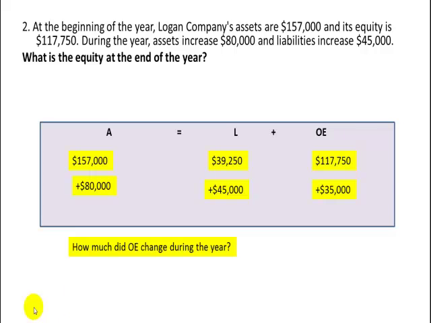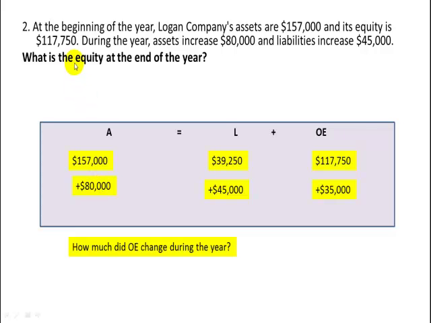I have a question here to remind me, how much did owner's equity change during the year? Well, it went up, again, $35,000, which, if you notice, these two pieces together are going to equal a change, an increase of $80,000, and they're on the right side. And on the left side, we have that same $80,000 change.